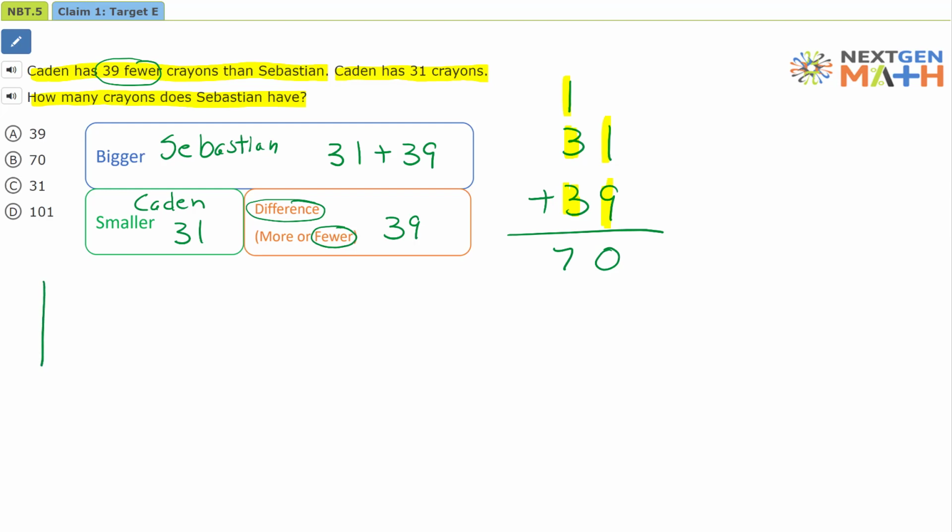Another way we can solve this problem is to use our rods and our dots. A rod is equal to 10, and a dot's equal to 1. So if we want to solve this using our rods and dots, here's 39, and we're going to show 31 with a rod. So we have 1, 2, 3 for 3 rods, and a dot for 31. So we can see 3 rods are right here for 3 groups of 10, and then 1 one is right there.